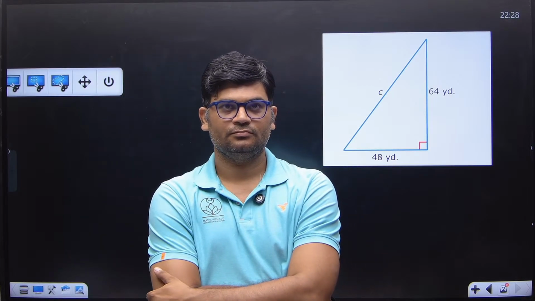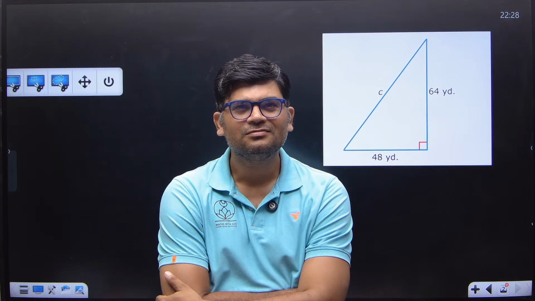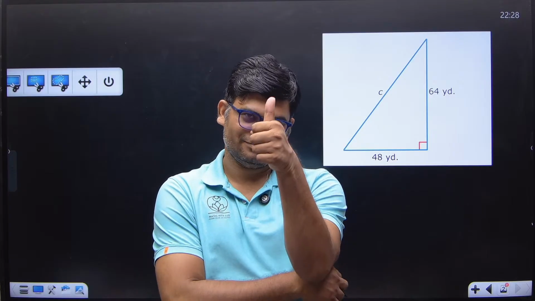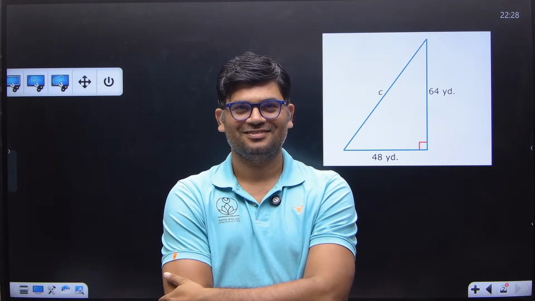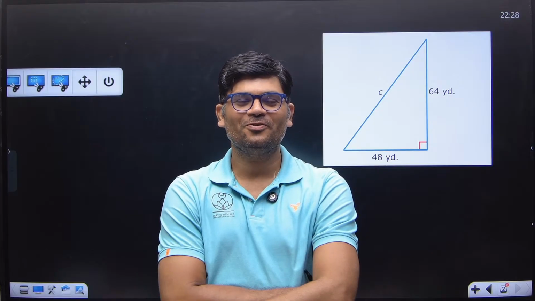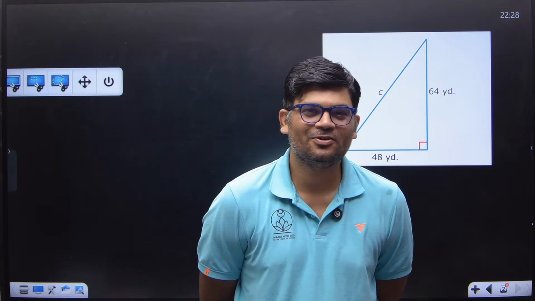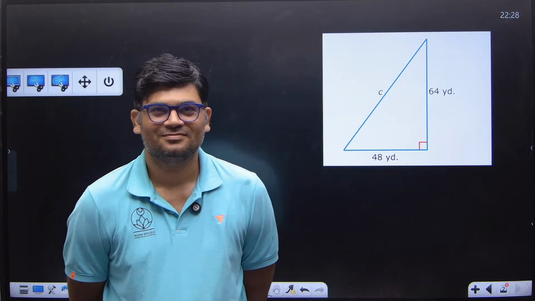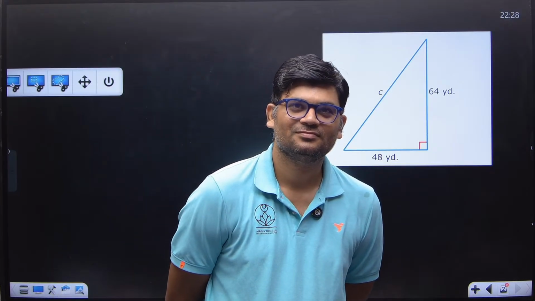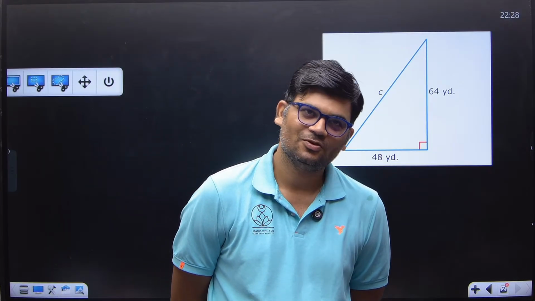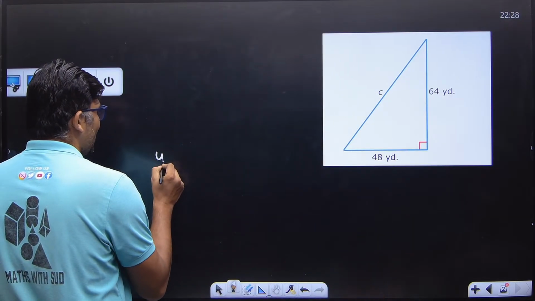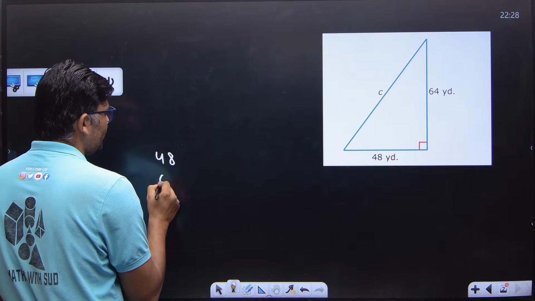Is it 18? How much? 80. 80? Very good. So how did you find it? Can you share your experience? I squared 64 and I squared 48, and then I square rooted the answer. Okay, that's fair enough. Now, can you tell me the highest common factor of 64 and 48?